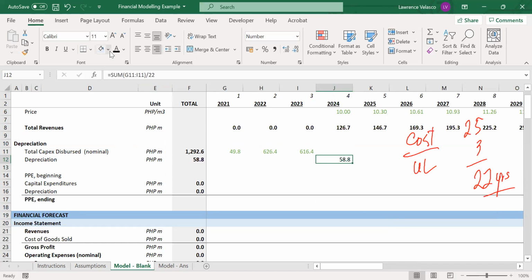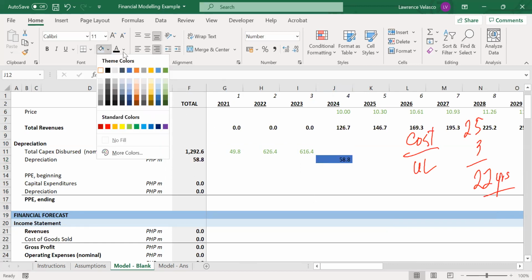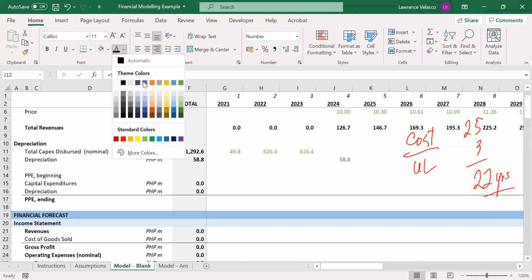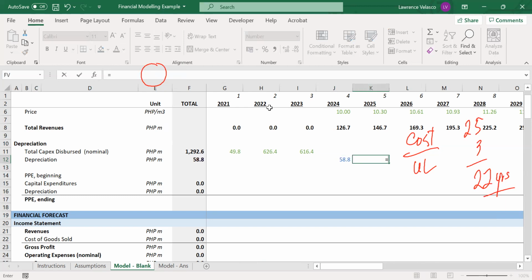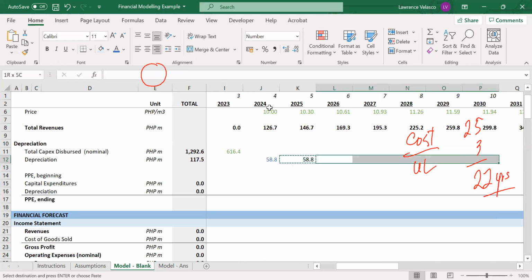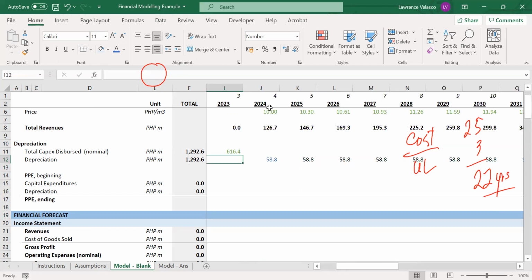Here, I'll mark this blue. Why will I mark this blue? Because I have a hard-coded number, which is 22. So it reminds me that there's a hard-coded number. Okay? But this next one is black, because it's just a formula. Right? So let's copy it until the end. So that's the depreciation every year until 2025.